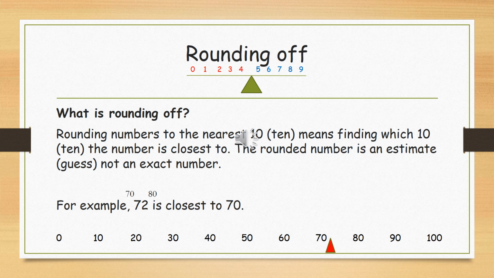If you look on the number line at the bottom, you'll see where 72 falls on the number line and that it's much closer to the number 70 than to the number 80.